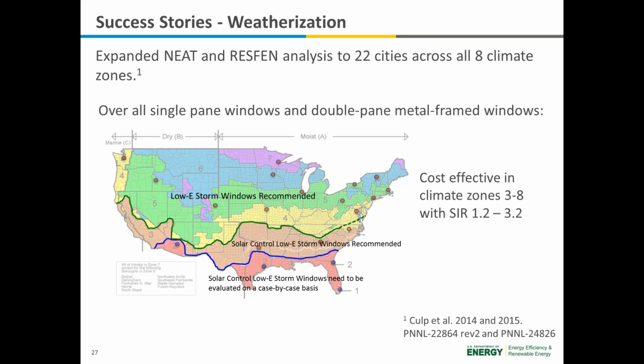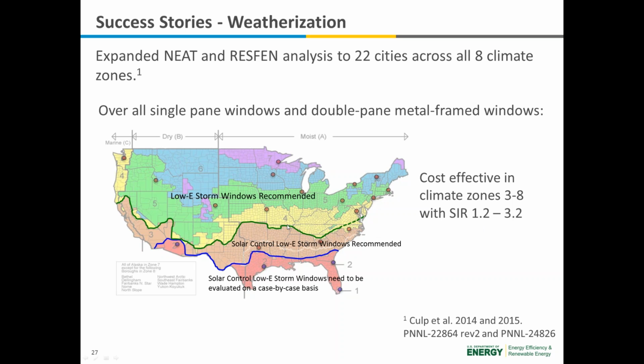And so the details are in the papers, but in general, this is a summary slide for overall single pane windows and double pane metal frame windows. It was shown to be cost effective in climate zones 3 through 8, which is the blue line up, with the SIR, or savings investment ratio, ranging from 1.2 to 3.2. Again, this is with natural gas; with propane or electrical resistance heating, it'll be even higher.